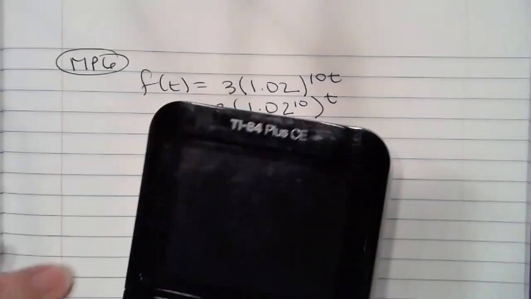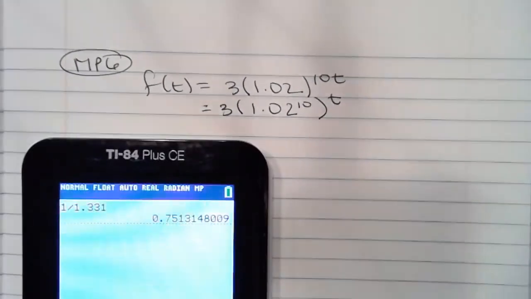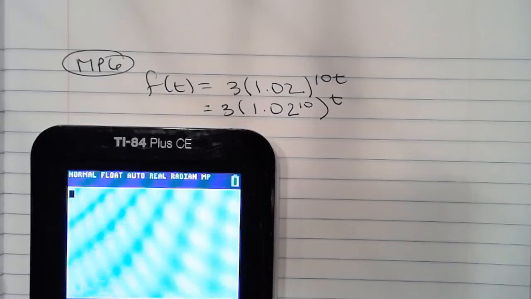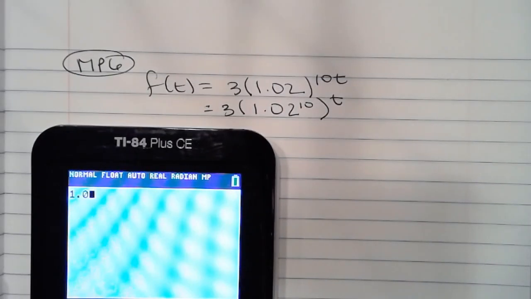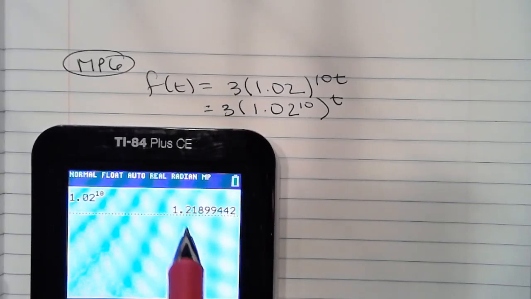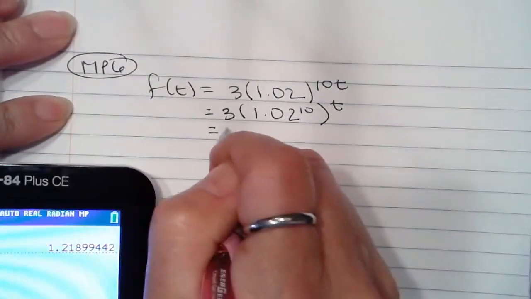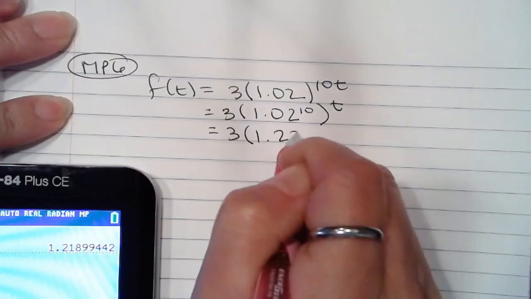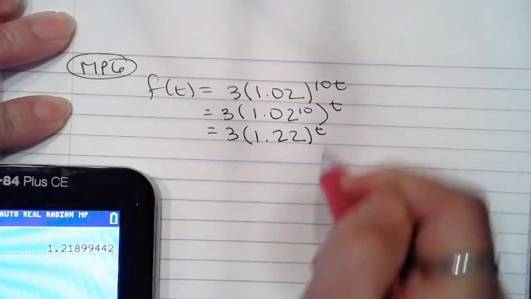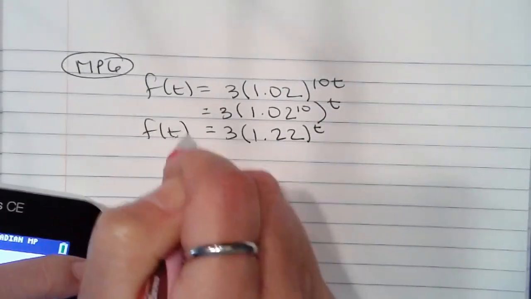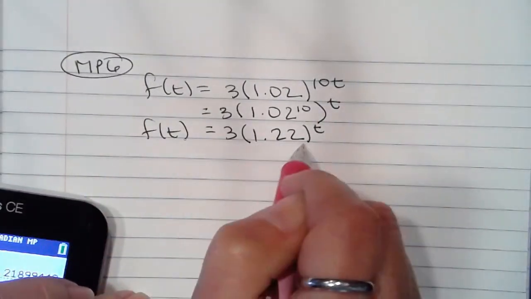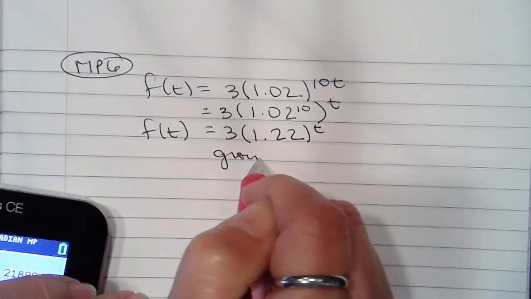Then we're going to take our calculator and clear it. I'm going to put, it doesn't matter, 1.02 caret to the 10th power, and I'm going to calculate that, and that comes out to be 1.22. So I'm going to rewrite it, 3 times 1.22 to the t power, and this is my new function. And I can conclude, since this is greater than 1, that this is definitely a growth.